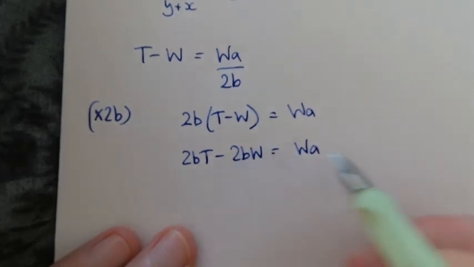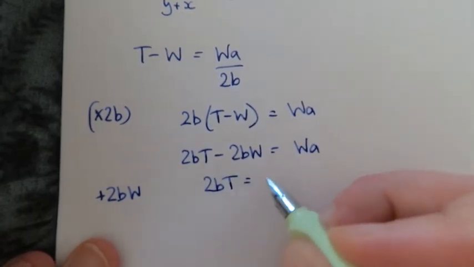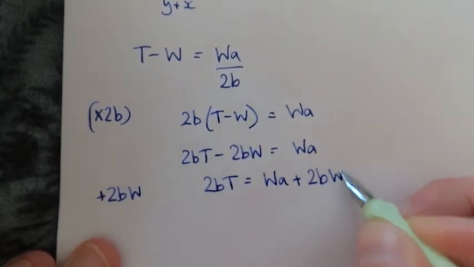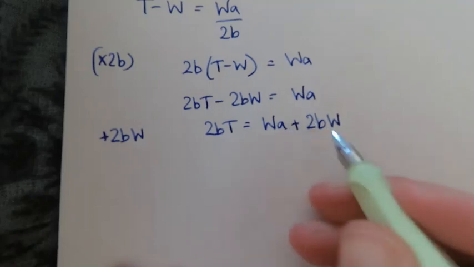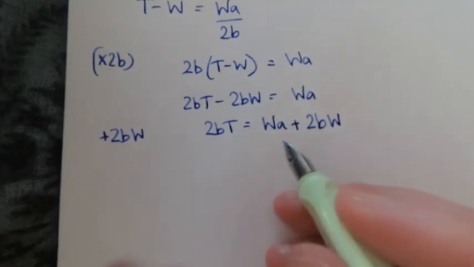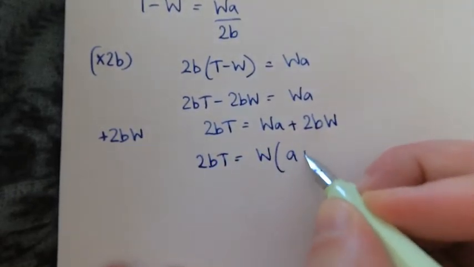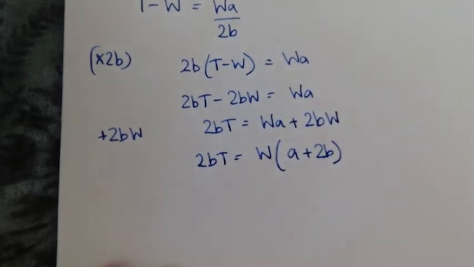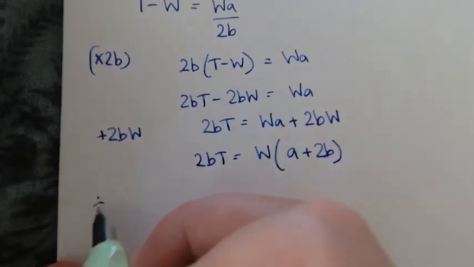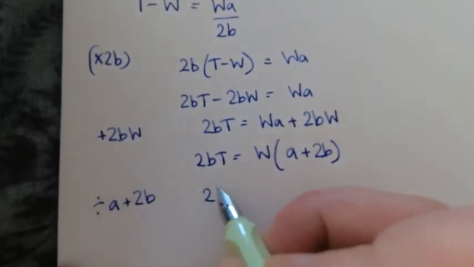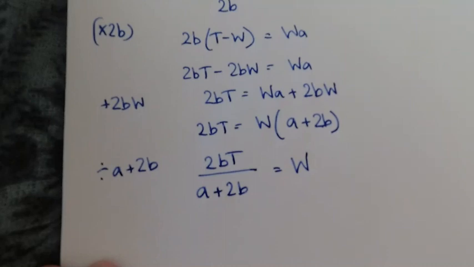And now I want to get all the w's on one side, so I'm going to add 2bw to both sides. Okay, bit of a faff, bit long-winded, but it's the only way to get this right. Now, all my w's are on one side, but again, they're attached to things that we don't want, so we're going to have to factorise at this point. So 2bt equals w lots of a plus 2b. Pull out w as a common factor. And now we can divide both sides by everything in this bracket to get w on its own. So we're dividing by a plus 2b to get 2bt over a plus 2b equals w.